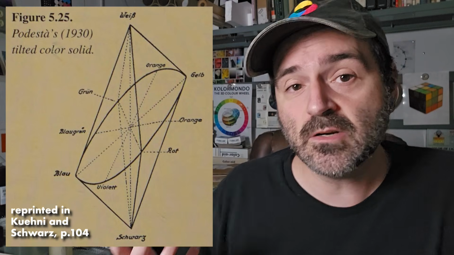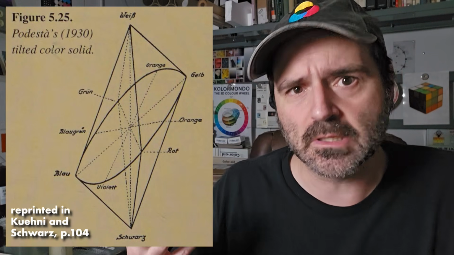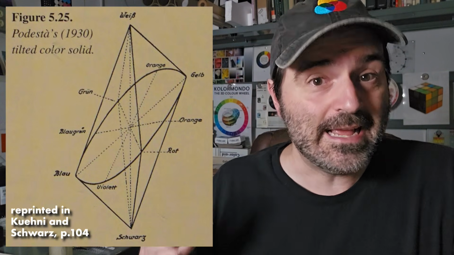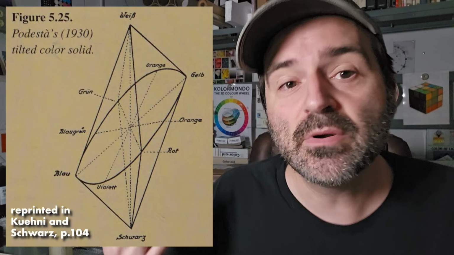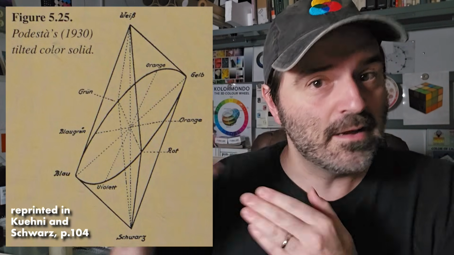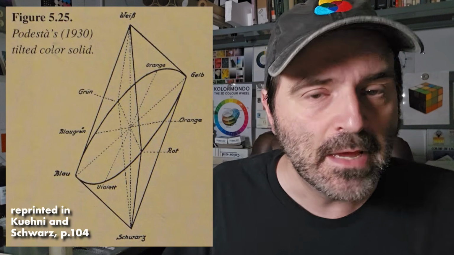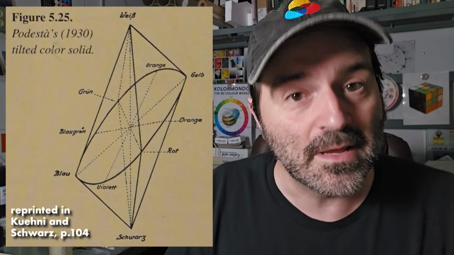You can see in this diagram Podestà's ideal model of the color solid, as he called it. Interestingly, yellow and blue are opposite each other as the top and bottom of this tilted wheel, whereas all the previous systems we looked at put yellow and violet opposite each other. This is because in Oswald's system, ultramarine blue is the visual opposite or complement of yellow.